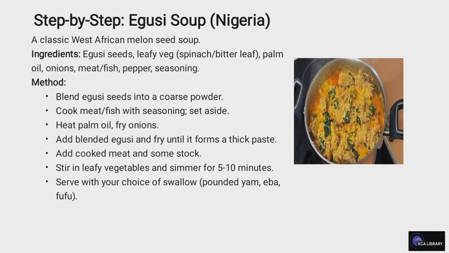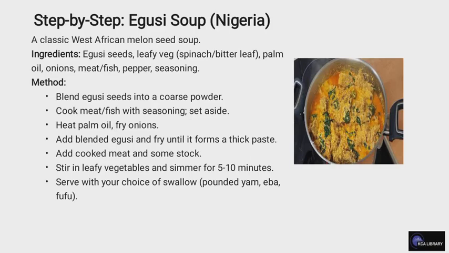The ingredients include egusi seed, leafy green, palm oil, onions, meat or fish, pepper, and seasonings. And the method includes: you blend egusi seed into a coarse powder, you cook meat or fish with seasoning, and you set aside. You heat palm oil and you fry onions.